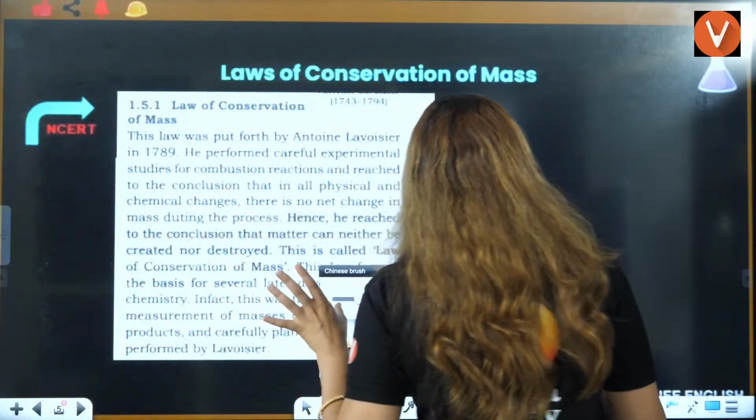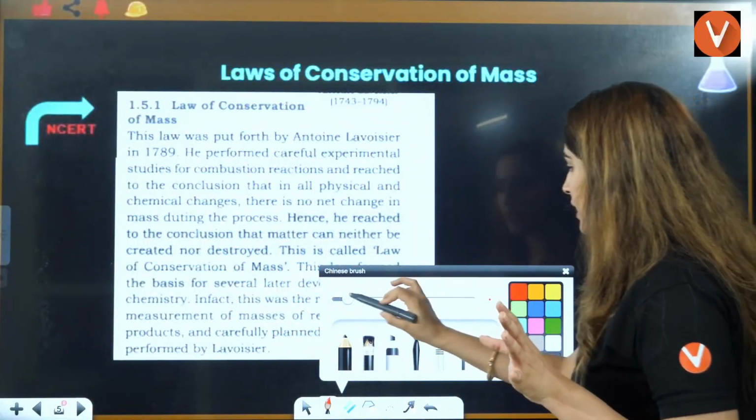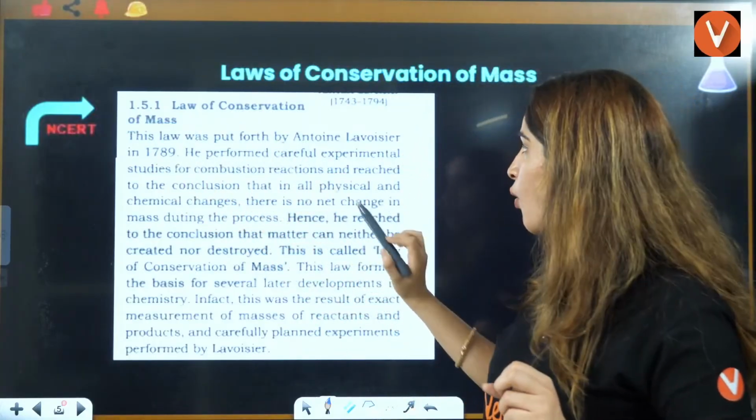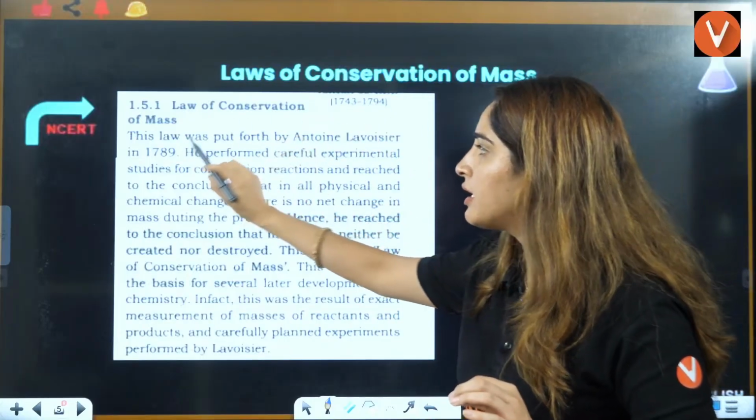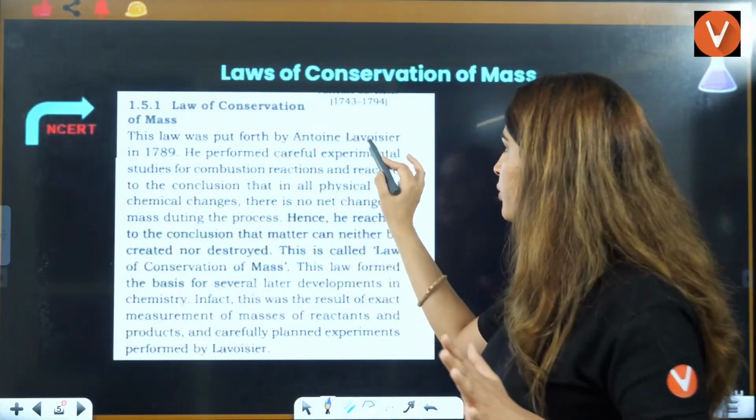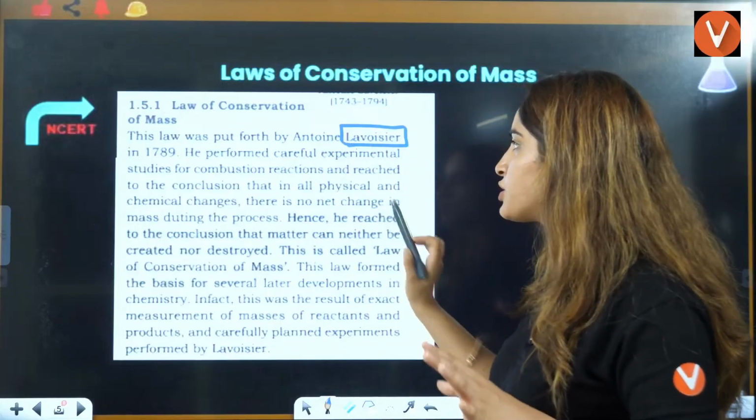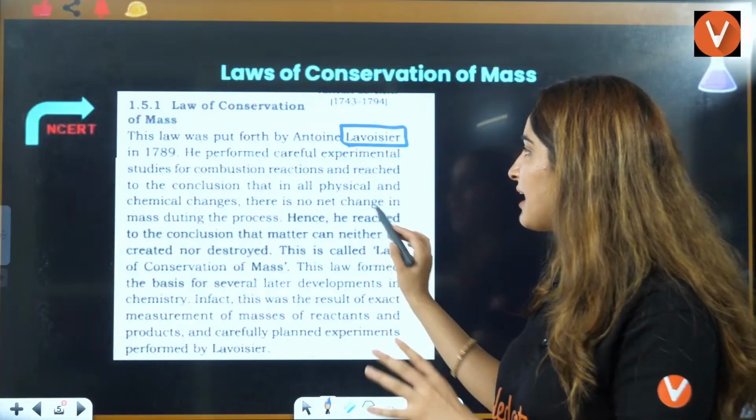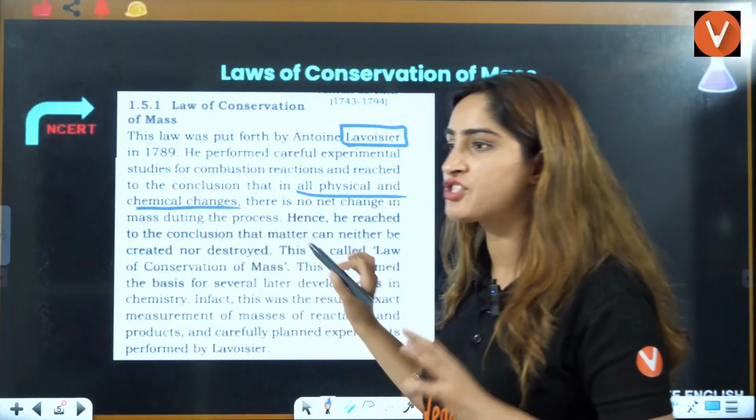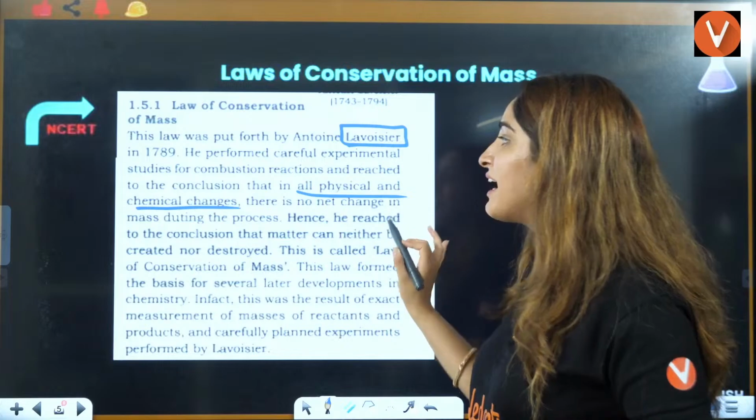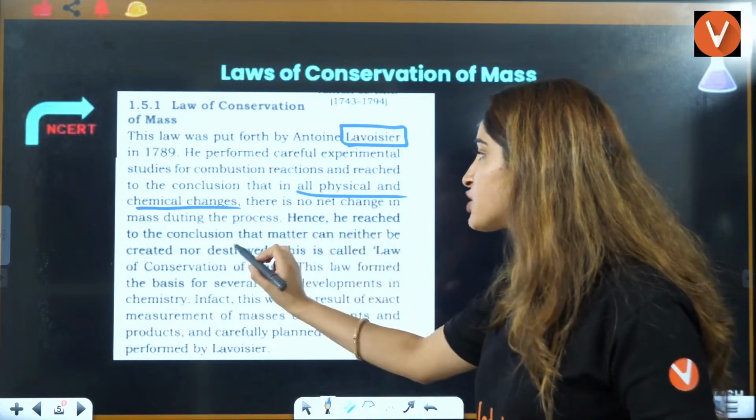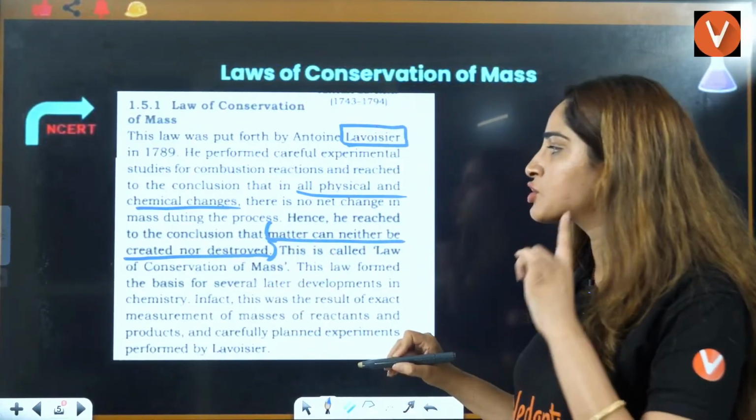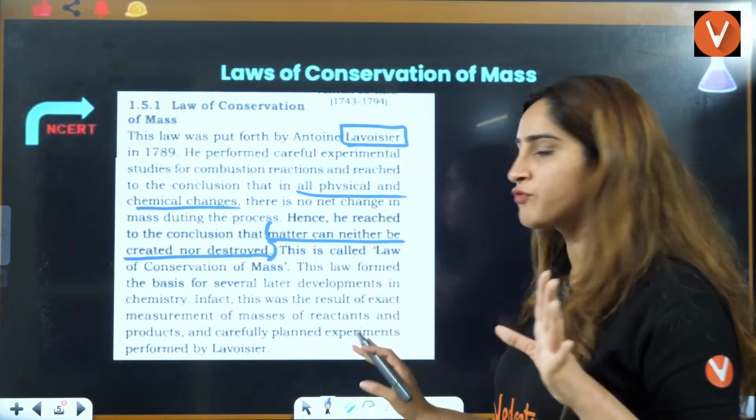Now, from your NCERT, this is a snip that is very important for you. Let's go through this. This law was put forth by Lavoisier in 1789. The year you don't have to see, just remember Lavoisier. He performed careful experimental studies. Combustion reactions led to the conclusion that in all physical and chemical changes, there is no net change in mass. Hence, he reached the conclusion that matter can neither be created nor destroyed. This is called the law of conservation of mass.